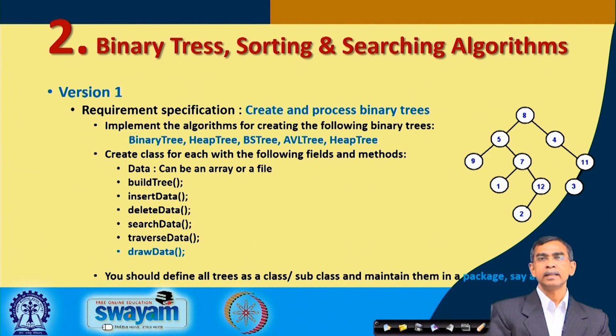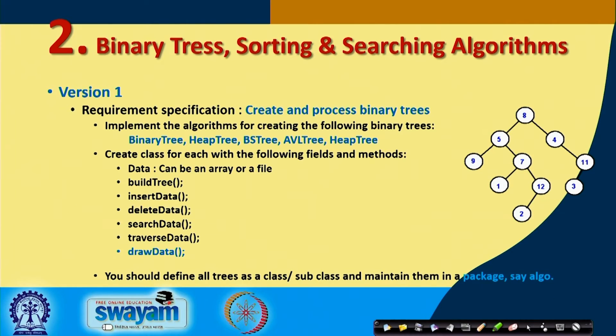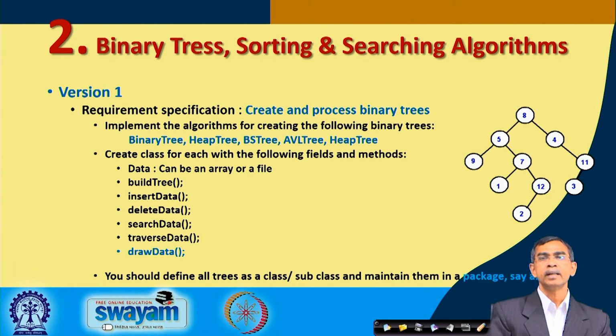Now, in the first phase, what you should do is basically create and process binary trees. Here you have to implement the algorithms which are available in any book of data structures: binary tree, heap tree, binary search tree, AVL tree. And for each tree you should declare a different class, and this class should include different fields as well as different methods.